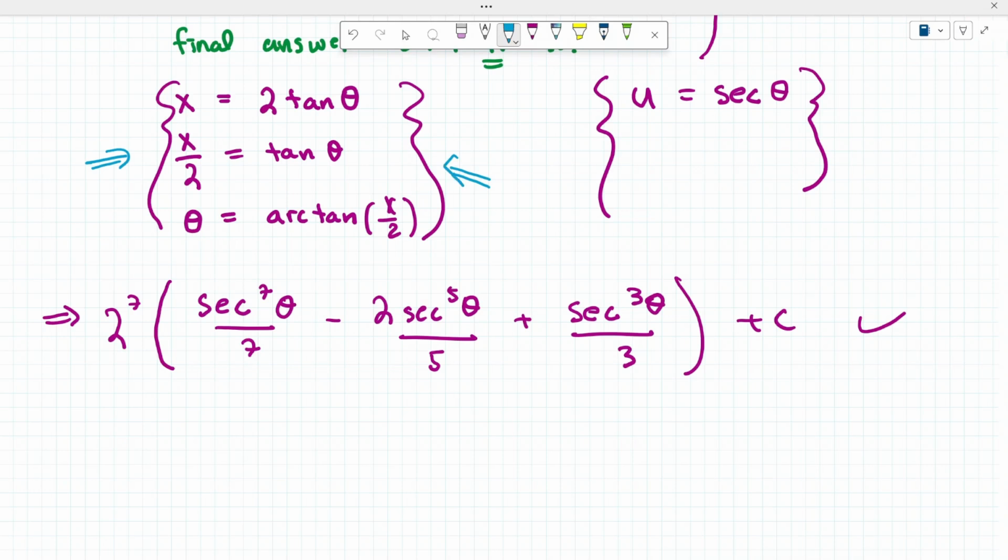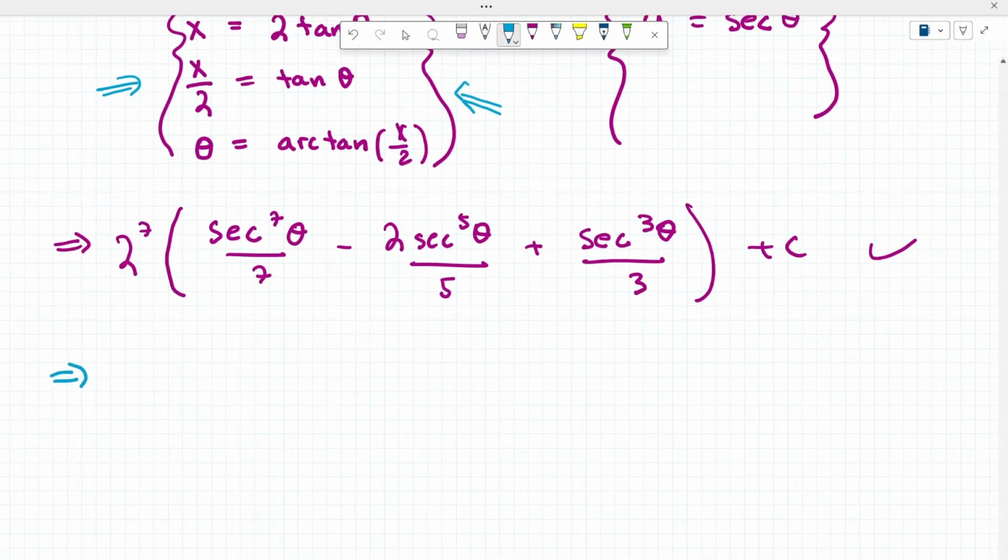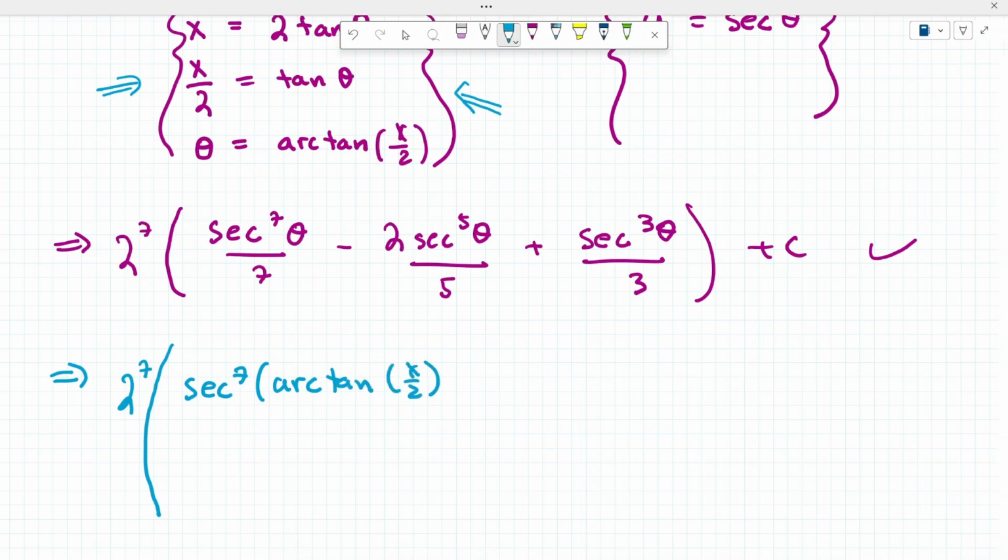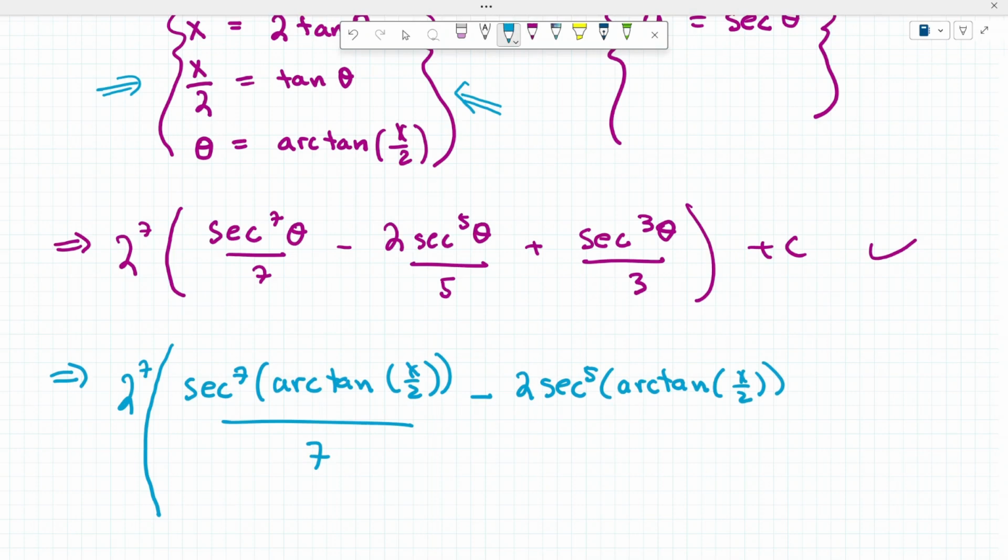Now let's go ahead and do this substitution right over here. We have to put that back in. And what do we get there? We get 2 to the power of 7 all multiplied by secant to the power of 7, then where our theta is, we now have arctan x over 2, all over 7. Then we have minus 2 secant to the power of 5 of arctan x over 2 all over 5.